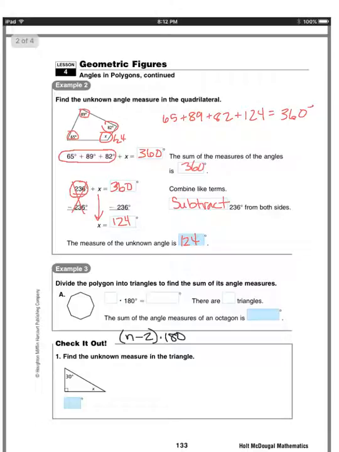Okay, the next one says divide the polygons into triangles to find the sum of its angle measures. Now I have a way easier way to do this. This right here, n minus 2 in parentheses times 180. N is the number of sides. Okay, so we look at this and we have 1, 2, 3, 4, 5, 6, 7, 8 sides. Okay, so we take 8 minus 2 times 180, and because 8 minus 2 is in parentheses, we do it first, so 8 minus 2 is 6. And then 6 times 180 is 1080 degrees. So the sum of the angle measures of an octagon is 1080 degrees.